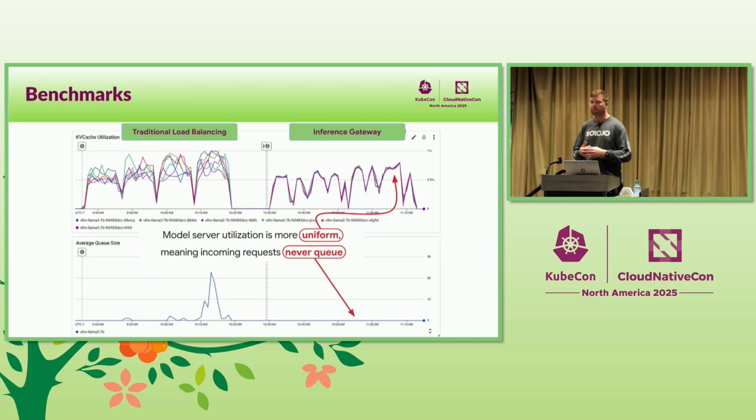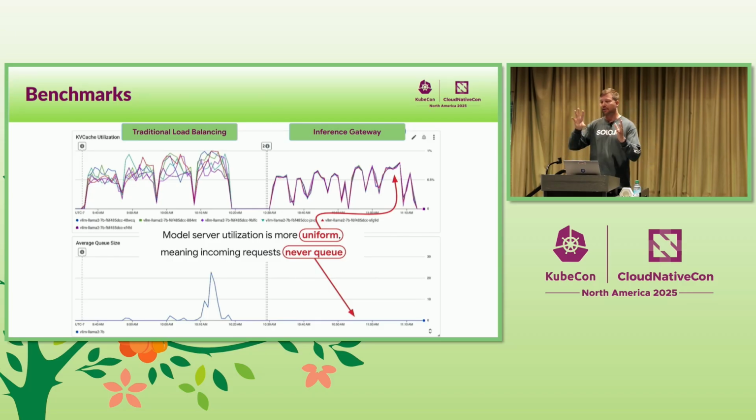And here are some benchmarks that we have performed and benchmark testing that we do before every release. On the left-hand side, you're going to see traditional load balancing. This is like Kubernetes service-based load balancing. On the right-hand side, you're going to see inference gateway-based load balancing. And the top graphs you see, that's based on KV cache utilization.